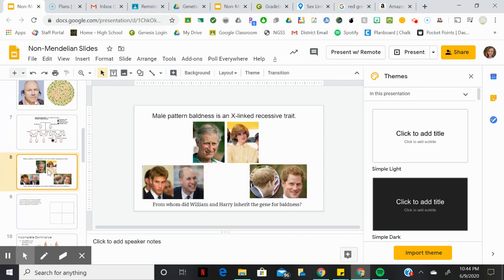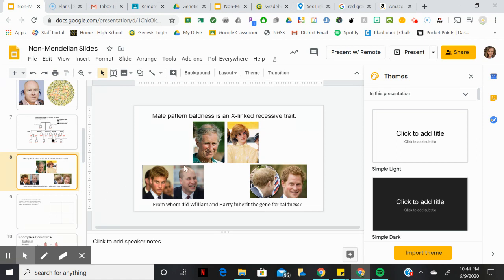Another example of an X-linked trait is male pattern baldness. Again, it's on the X chromosome, so it's more often seen in males. Yes, women can go bald, but it is more often in men.